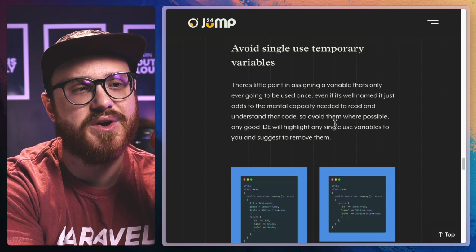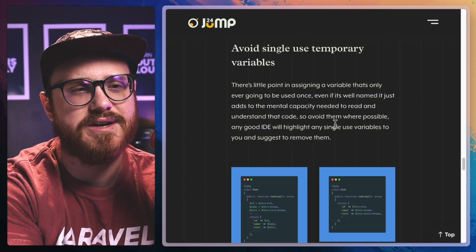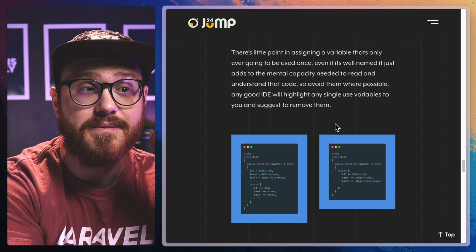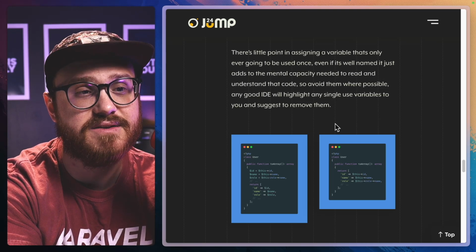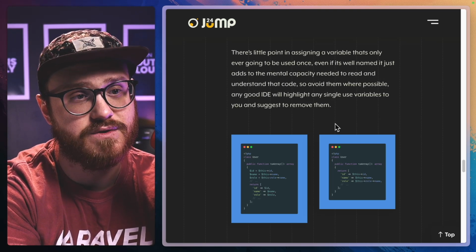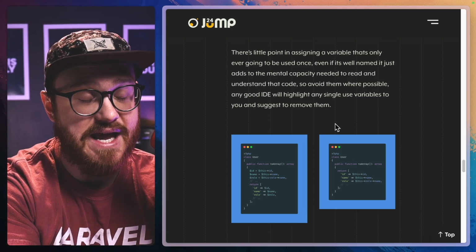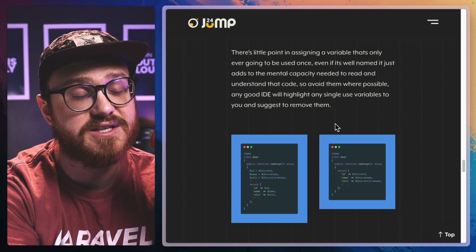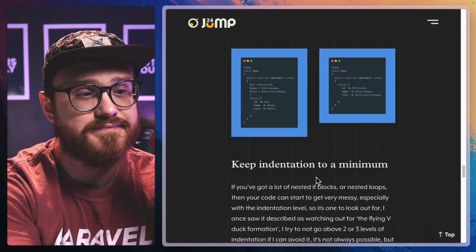Avoid single-use temporary variables. There's little point in assigning a variable that's only ever going to be used once, even if it's well named. It just adds to the mental capacity needed to read and understand that code, so avoid them where possible. Any good IDE will highlight any single-use variables to you and suggest removing them.